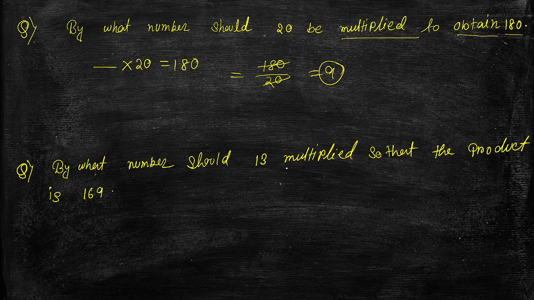Similarly, by what number should 13 be multiplied so that the product is 169? So there is a number which is multiplied by 13 and you will get 169. So eventually what we'll do, 169 divided by 13, so 13 will be the answer.